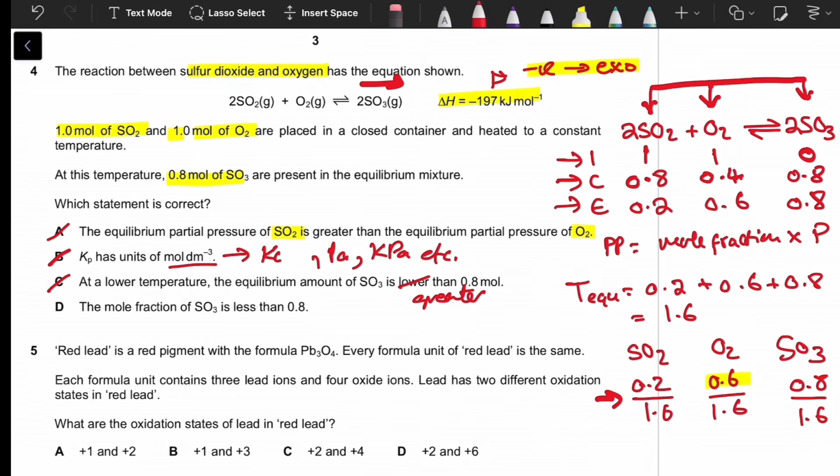Therefore, the answer must be option D, and option D states that the mole fraction of SO3 is less than 0.8. It is 0.8 divided by 1.6, so indeed, this is equivalent to 0.5. As its mole fraction, it is less than 0.8, and the answer is indeed D.